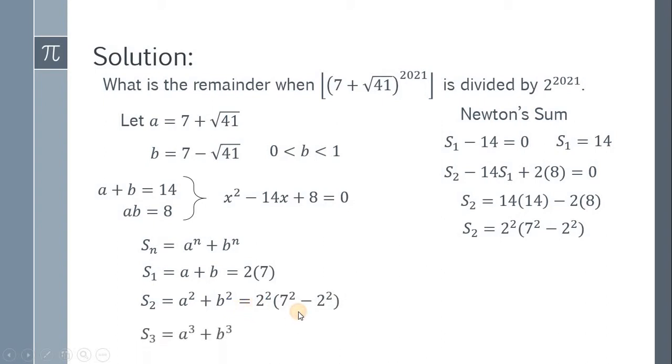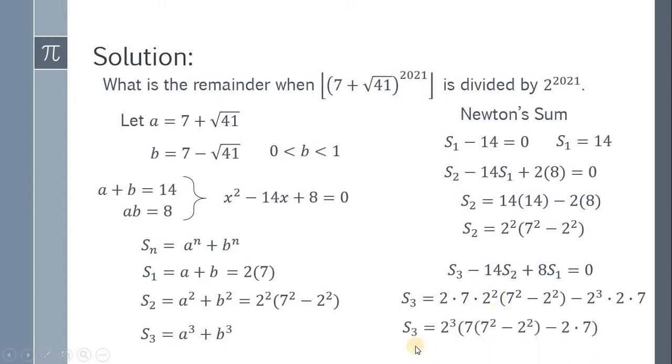Next, kunin natin yung value ng S sub 3. We have S sub 3 minus 14 times S sub 2 plus 8 times S sub 1 is equal to 0. Palitan natin yung value ng S sub 2 at S sub 1. We have S sub 3 is equal to, yung 14 ginawa ko ng 2 times 7 and yung 8 ginawa ko na siyang 2 raised to 3. Bakit? Para makapag-factor out tayo ng 2 raised to 3. Meron kasi ditong 2 raised to 1 at meron ditong 2 raised to 2. So, factor out 2 raised to 3, we have S sub 3 is equal to 2 raised to 3 times something else.